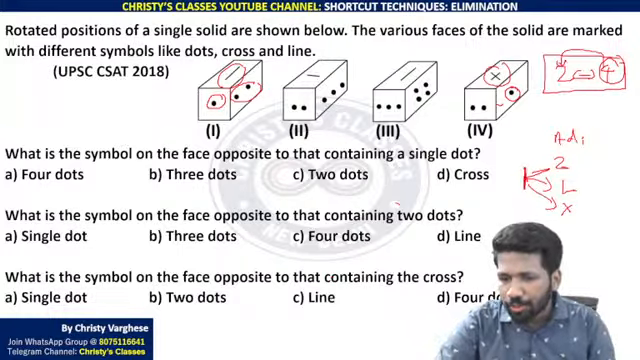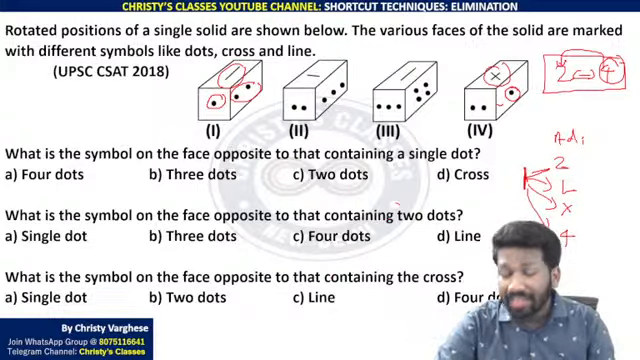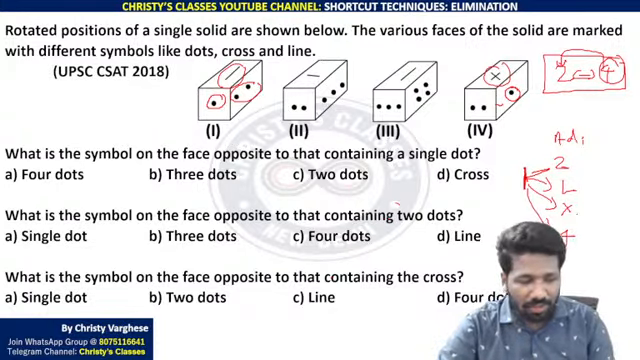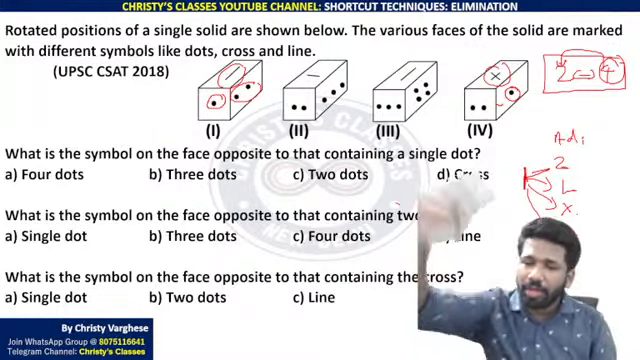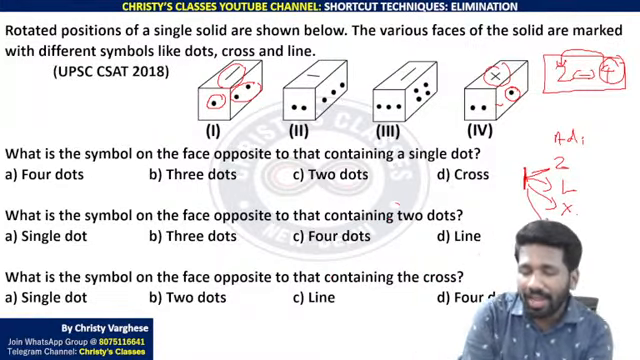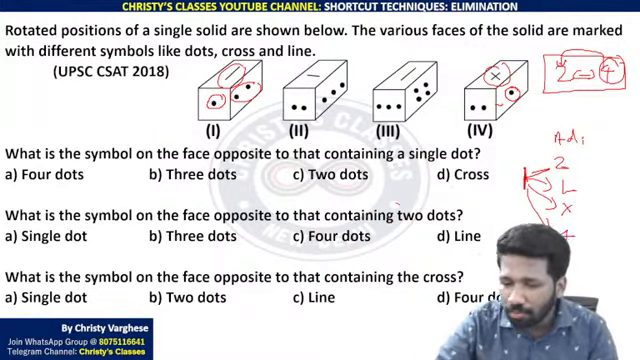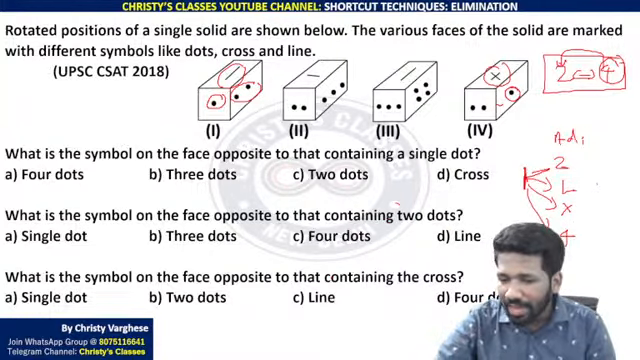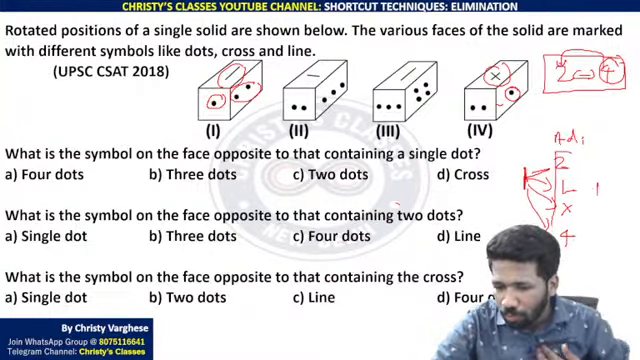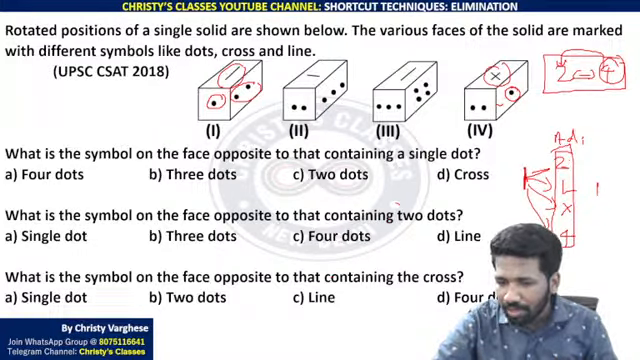4 is already opposite to 2. So 4 should only be opposite to 1. Sorry, adjacent to 1. Because if it is opposite, it cannot be adjacent. It is already opposite to another face. That is why 4 should be adjacent to 1 itself. And as we got 4 adjacent, we can say the remaining will be opposite.